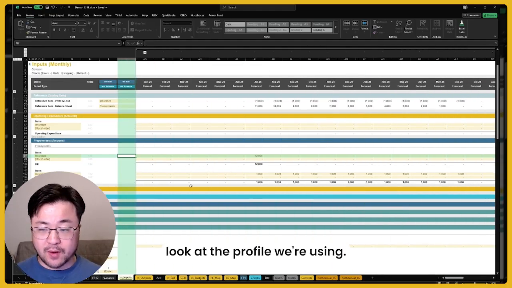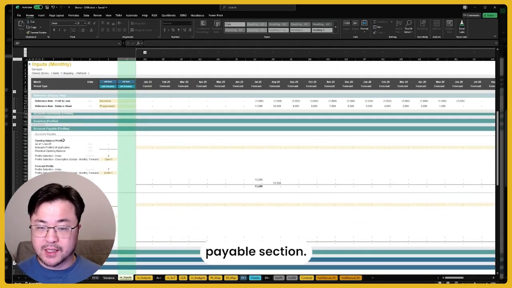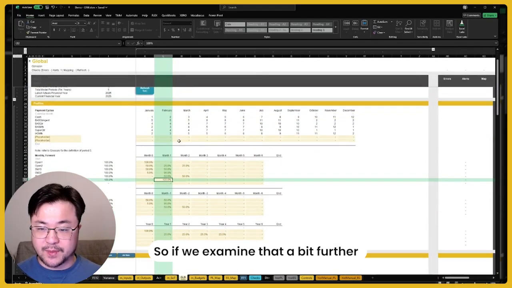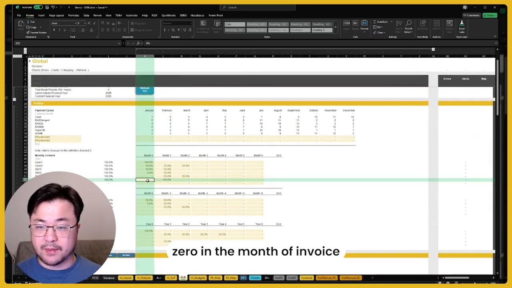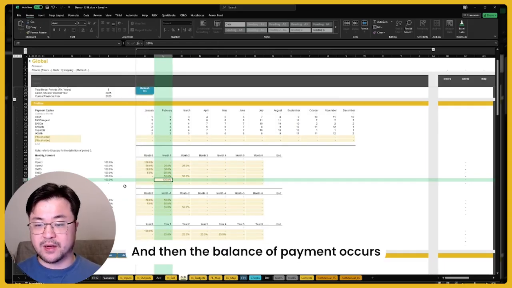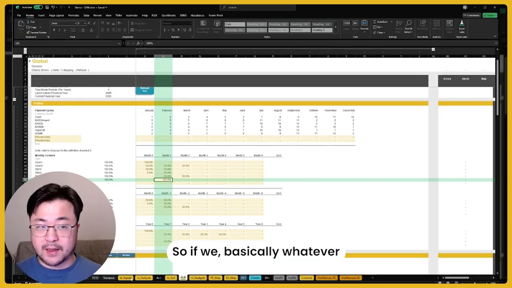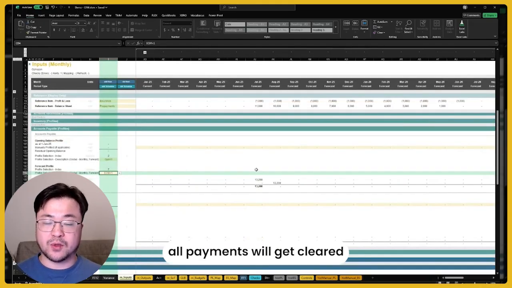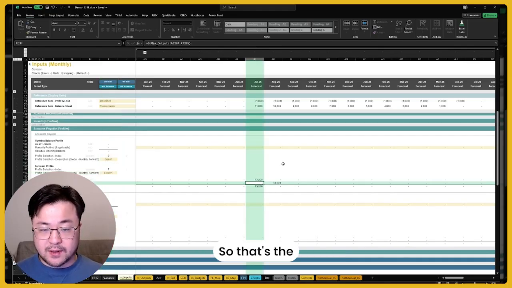Let's have a quick look at the profile we're using. If we have a look at our open accounts payable section, we've got our profile end of month +1. If we examine that a bit further, our end of month +1 profile is 0 in the month of invoice, and then the balance of payment occurs in the following month. So basically whatever billing we received in that month, at the end of the month, all payments will get cleared out within the next month. So that's the profile that we're showing here.